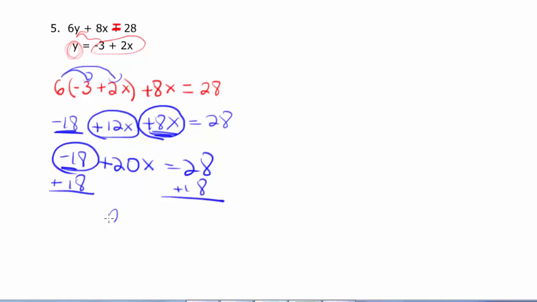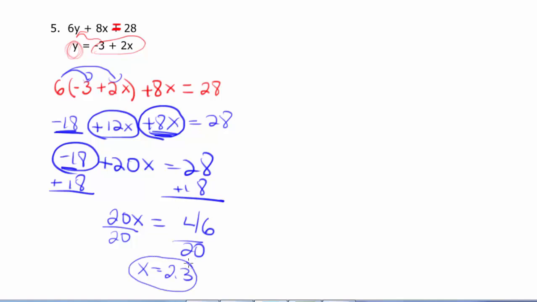We add 18. So 20x equals, what is that? 8 and 8 is 16. 46. Okay, so 46 equals 20x. Divide by 20. x equals 2.3. If you put that in your calculator, you should get 2.3. And then we can plug that x again back up. I would just do it in the easier one.